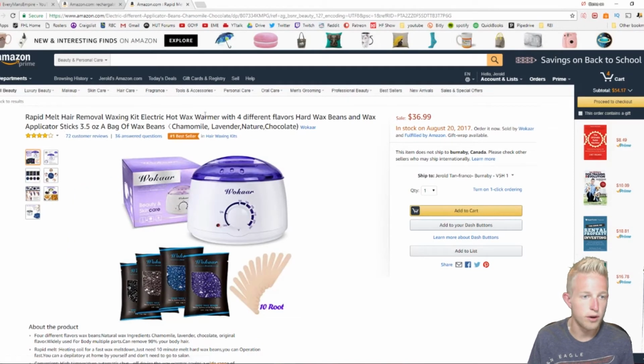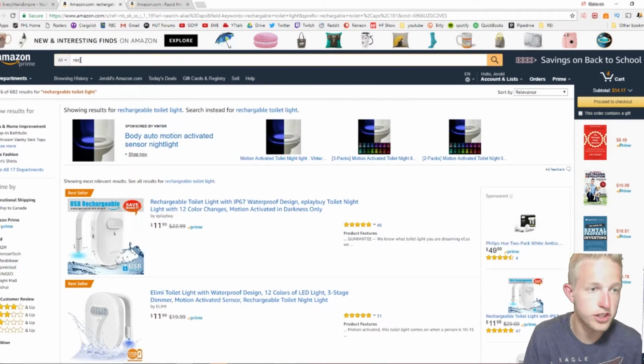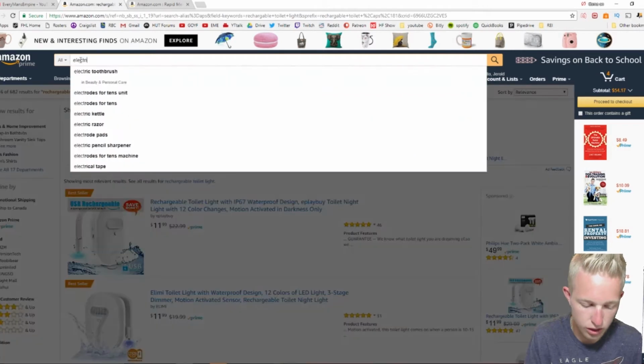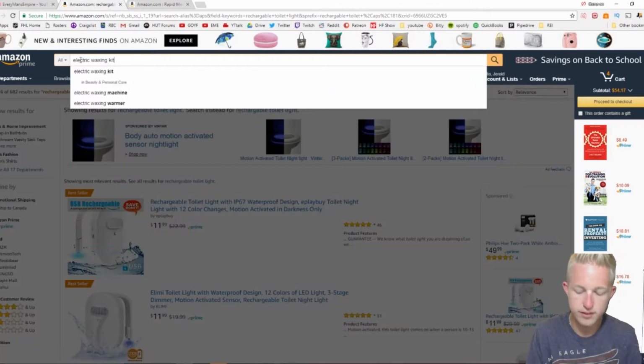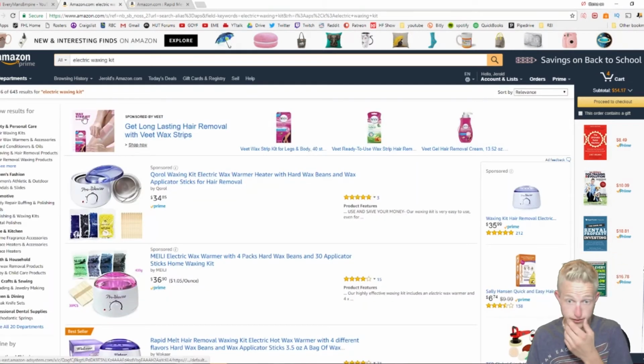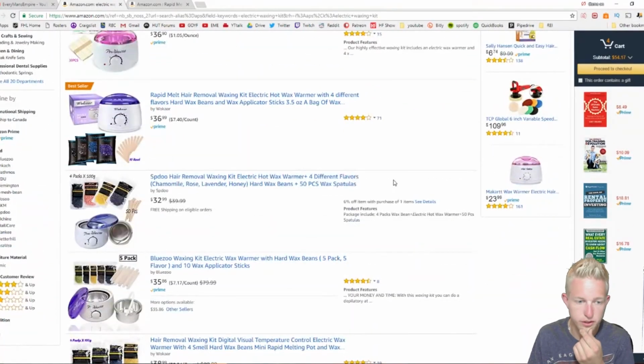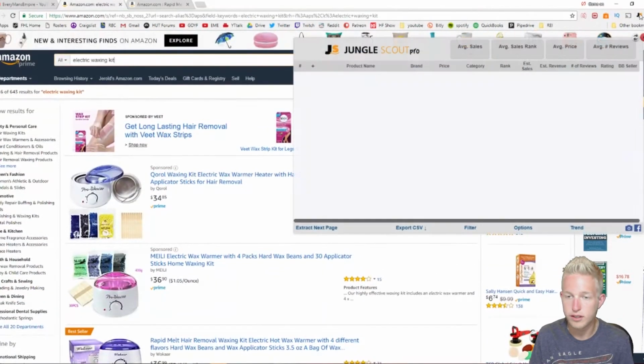So the electric waxing kit. All right, so let's check out the electric waxing kit. All right, so we got some good price points, some decent reviews.